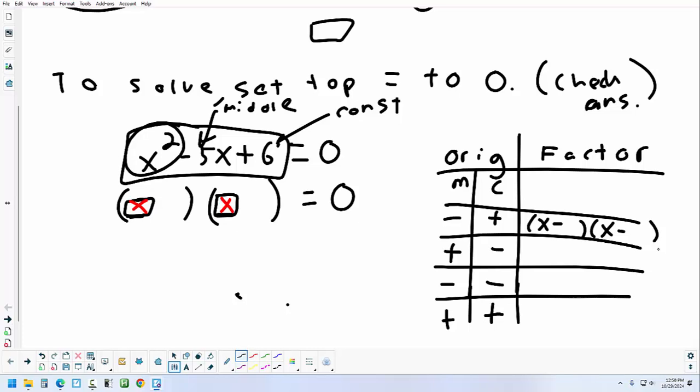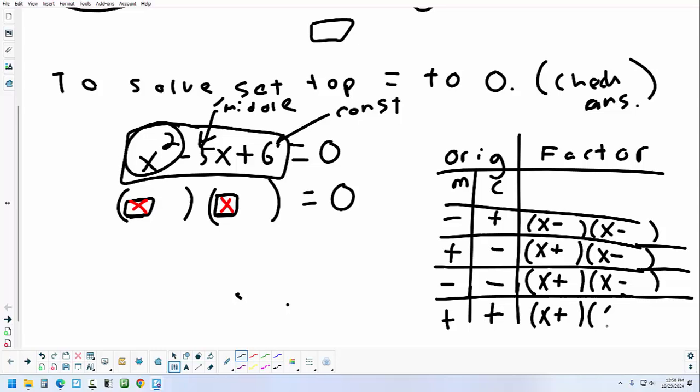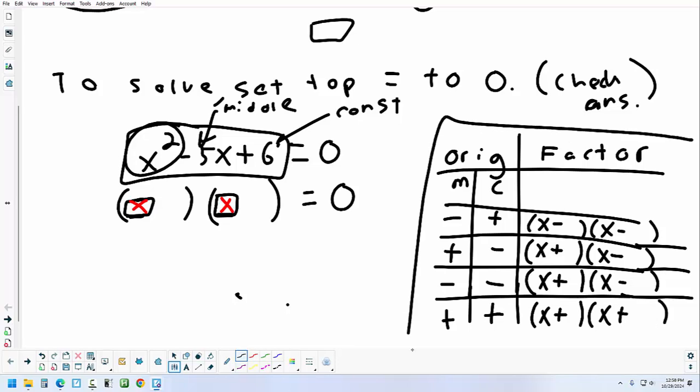If the middle one is a positive and the constant is a negative, then you're going to need an x plus and an x minus. If they are both minus, same thing, one's a plus, one's a minus. And if they're both plus, then when you factor, they're both plus. So there's a chart that shows you how to get the signs when you're factoring.